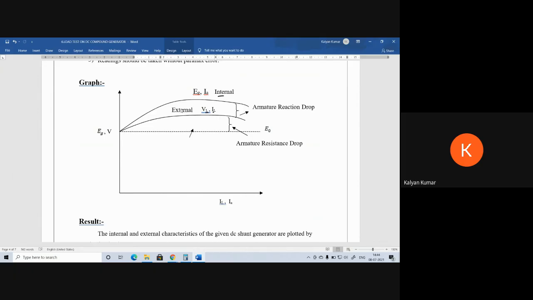With this, the load test on the compound generator is completed. In the next class, we will see another experiment.